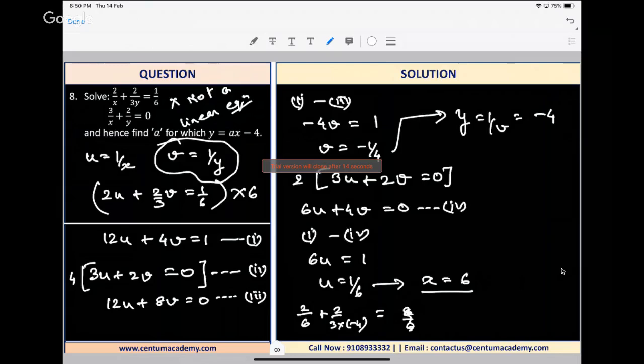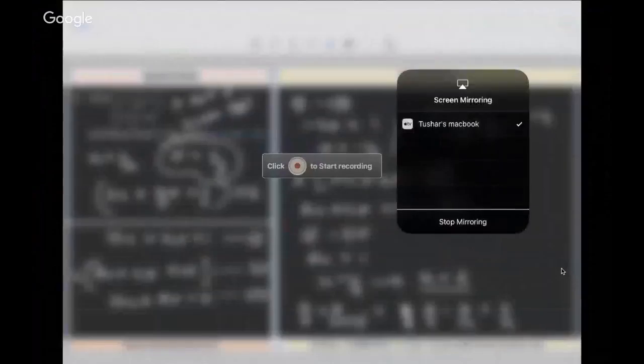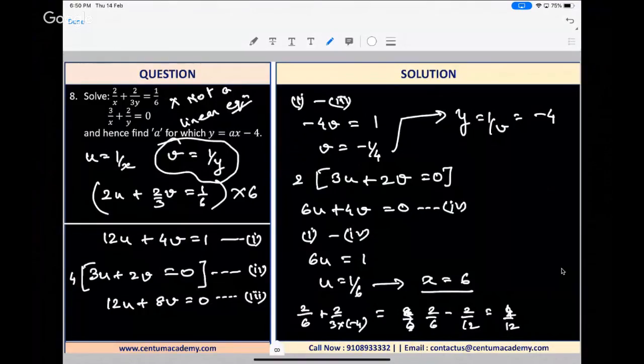So 2 upon 6 is, this is 2 upon 6, and this is nothing but negative 2 upon 12. Am I right? Sorry, this will be 2 by 12. So I'm doing once again, sorry for this confusion. So it is nothing but 4 minus 2 by 12, which is 2 by 12, which is equal to 1 by 6. So which is correct.